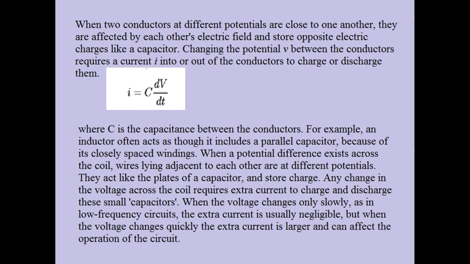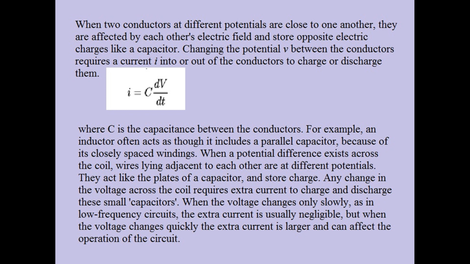When two conductors at different potentials are close to one another, they are affected by each other's electric field and store opposite electric charges like a capacitor. Changing the potential V between the conductors requires a current I into or out of the conductors to charge or discharge them, where C is the capacitance between the conductors. For example, an inductor often acts as though it includes a parallel capacitor, because of its closely spaced windings.